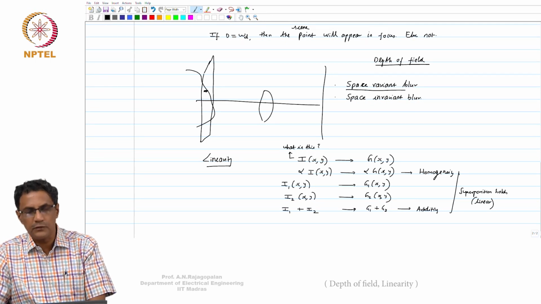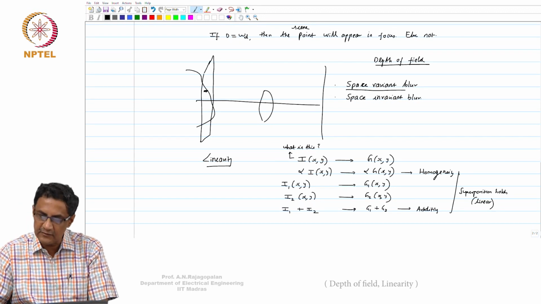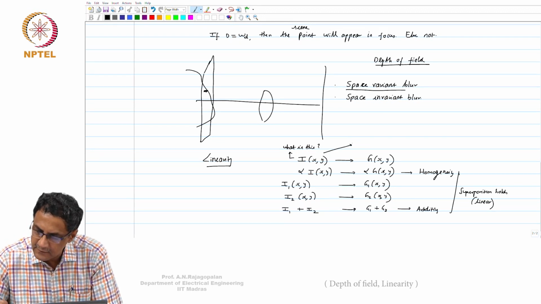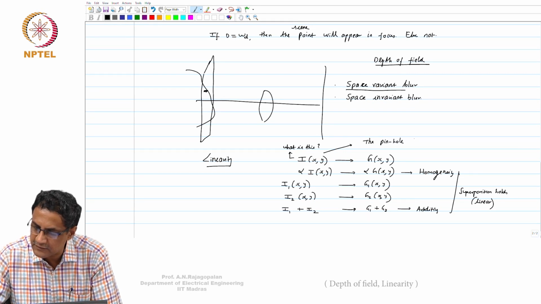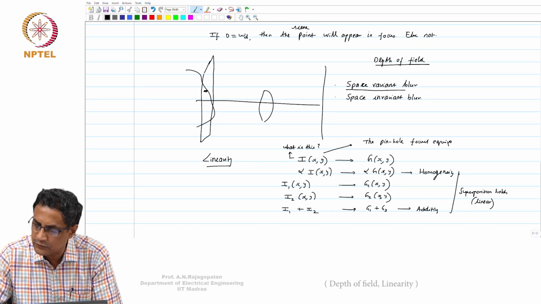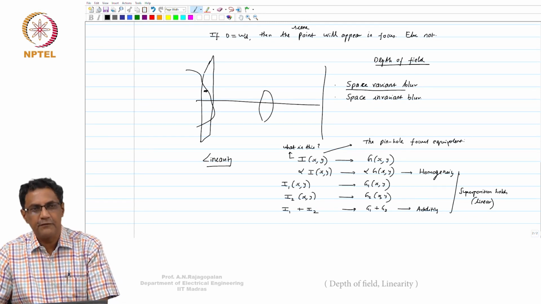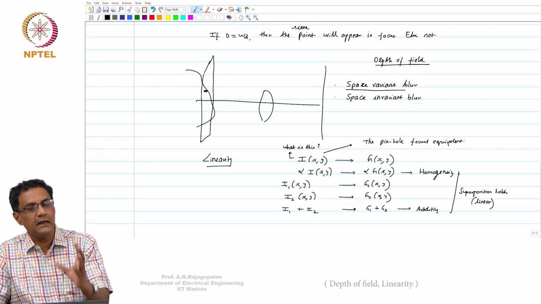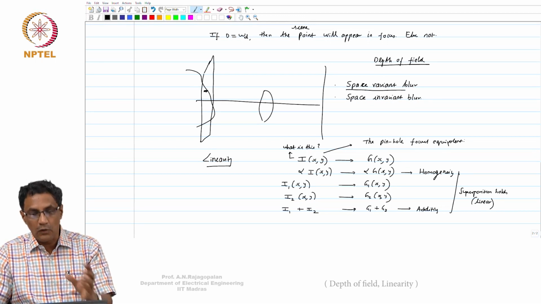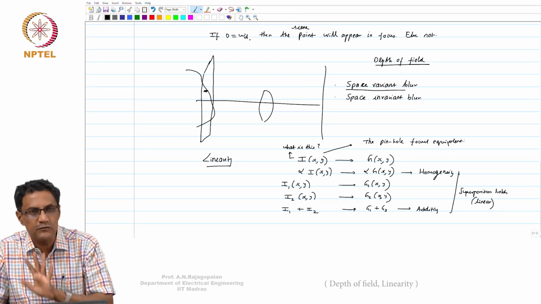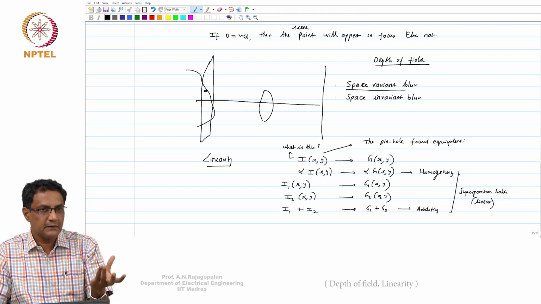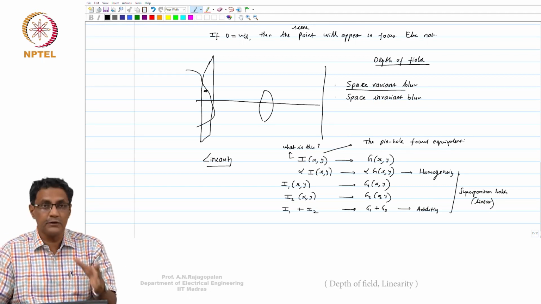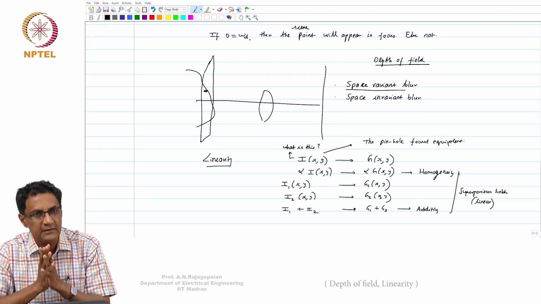The way we interpret this I of xy is that this is the pinhole focused equivalent. So it's like saying that if I gave an image that is completely in focus, how does this lens respond? It's like saying that if the lens was not there, I would have seen this. Like I told you, I'm introducing the lens. Without the lens, what do I see?